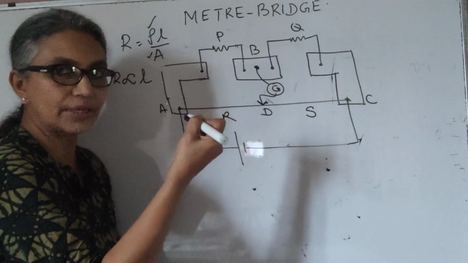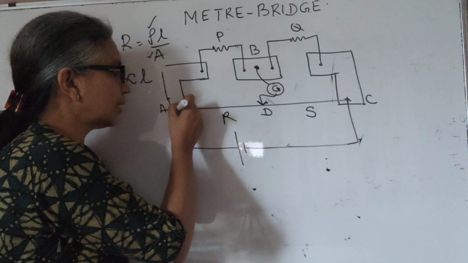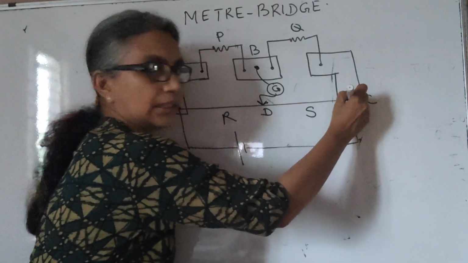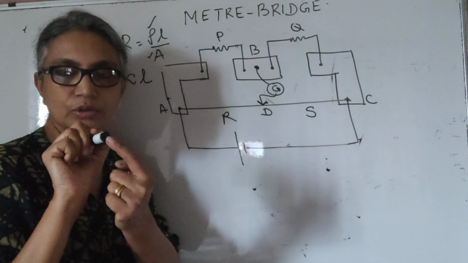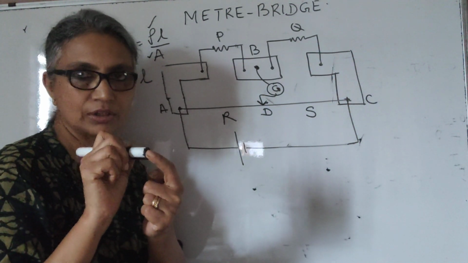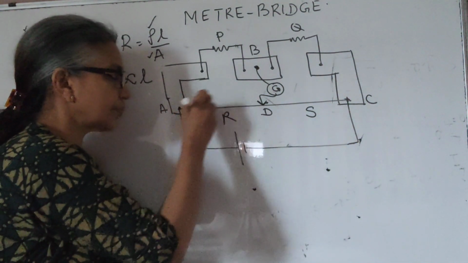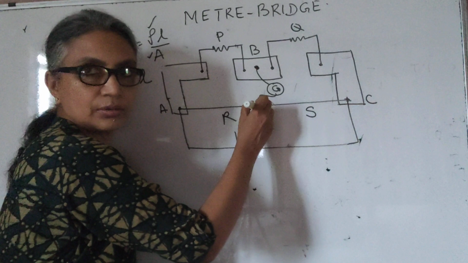The other end you can hold like a pen, and then you can slide from A till C on the wire. And because I told you this tip has this metallic contact, that metal end will be in contact with this. Okay.